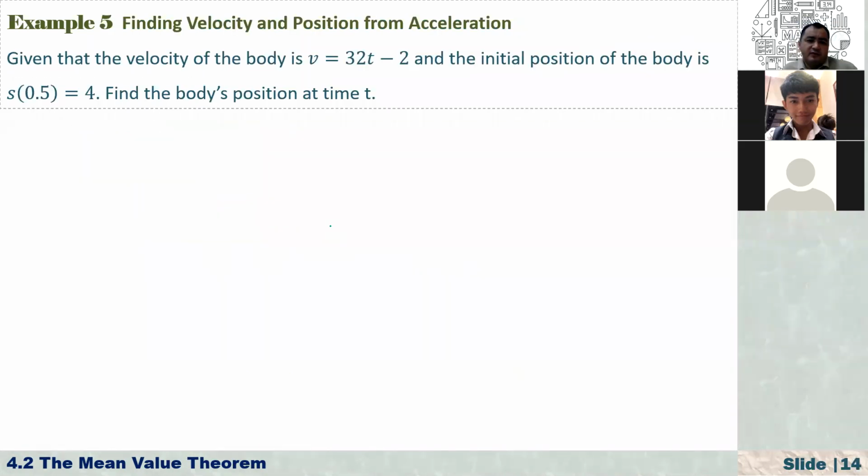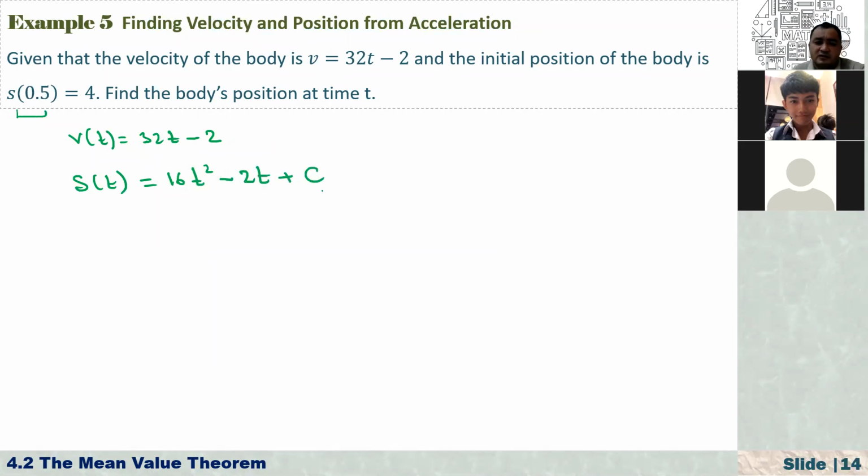The last example: given that the velocity of the body is given by this and the initial position of the body is this, find the body's position at time t. To answer this question, we need to find the position function. Since velocity is given here, that is 32t minus 2, the actual position function must be 16t squared, because 16t squared prime is equal to 32t, and minus 2t and some constant c, because the derivative of a constant function is equal to 0.